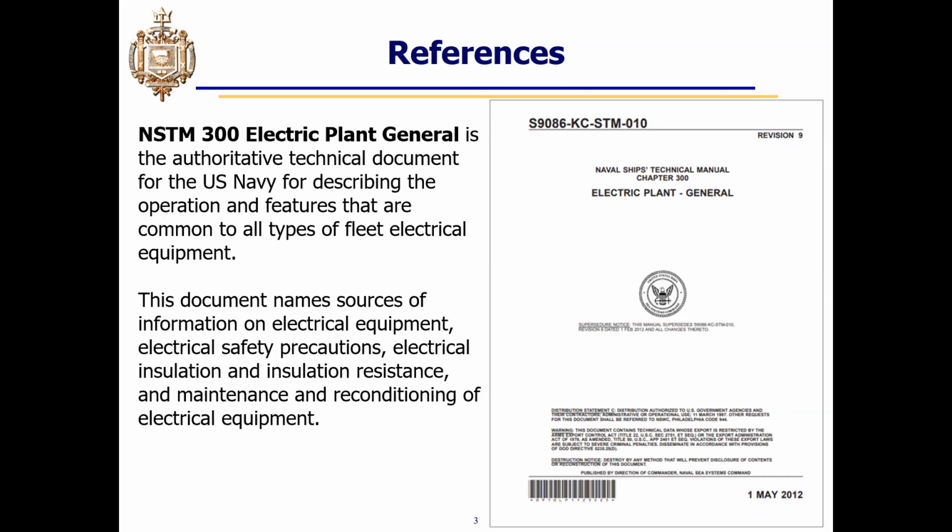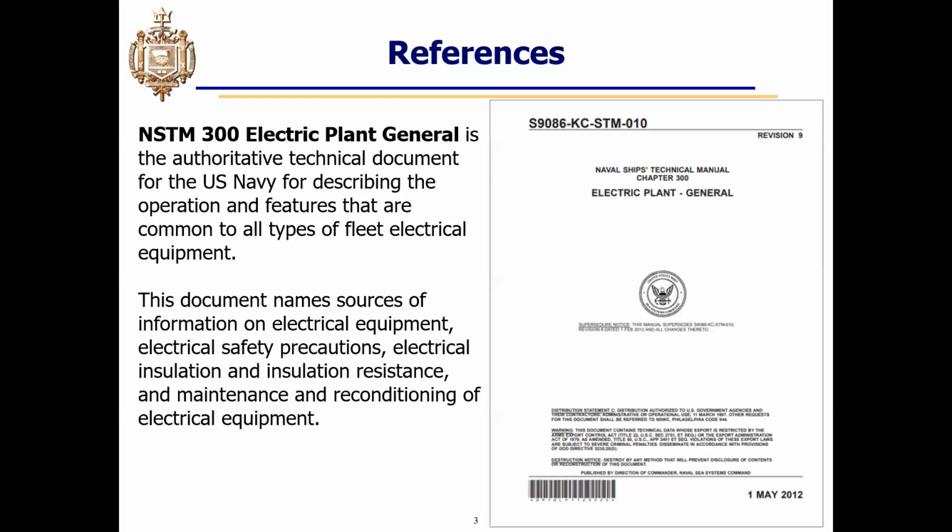The big takeaway, if you remember anything from today's lesson, is NSTM Chapter 300. That's Naval Ship's Technical Manual Chapter 300, Electric Plant General for the United States Navy. All ship service operating procedures, operating instructions, steam and electric plant manuals, and reactor plant manuals source this document for operation of the electric plant. This document is the source for ship service maintenance on the electric plant, also safety precautions, safety procedures, and of course all your operating procedures, anything from pulling fuses to how to operate circuit breakers, and of course working on energized gear.